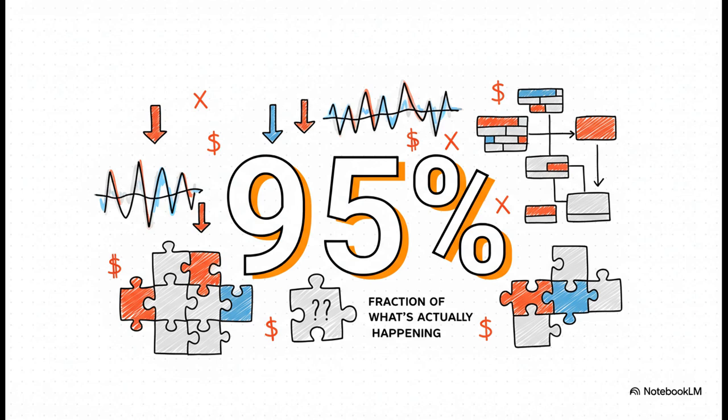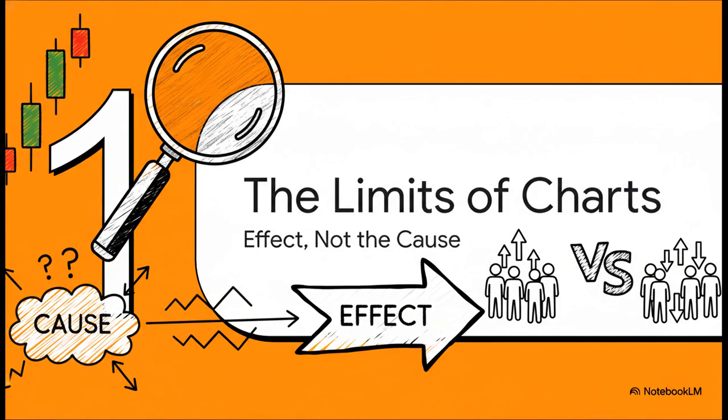Here's a pretty tough stat to swallow. Something like 95% of traders end up losing money. Now, why is that? A lot of the time, it's because they're relying on indicators that are just based on price, which honestly only shows you a tiny piece of what's actually going on. They're missing all the crucial context. And that brings us to the fundamental problem with traditional charts. They are great at showing us the effect. The price went up, but they don't show us the cause. They don't show the real-time fight between buyers and sellers that made that price move in the first place.